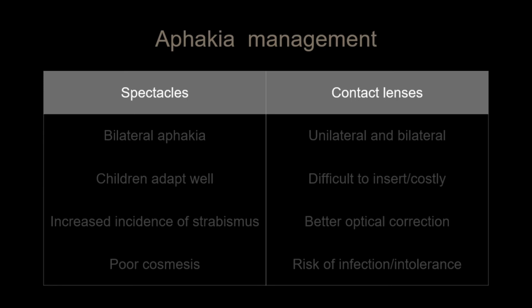We can use spectacles or contact lenses. Spectacles are used for bilateral aphakia. Children adapt well to spectacles, but they have poor cosmesis. They are heavier, and they tend to slide down the face, and that's why they're not preferred. Contact lenses can be used for unilateral and bilateral aphakia.